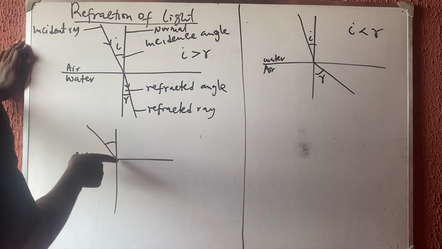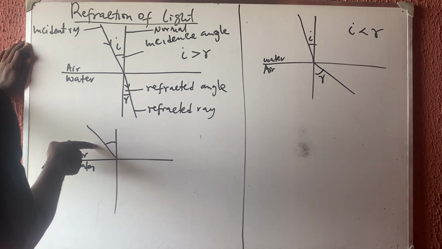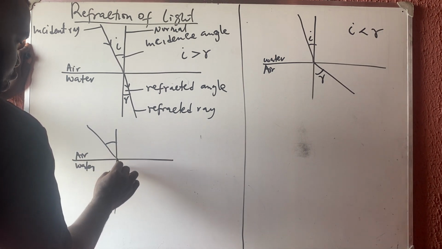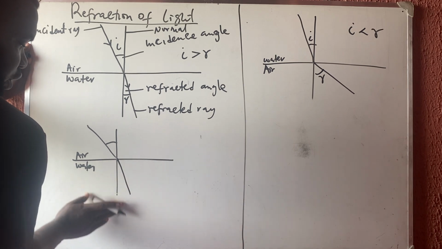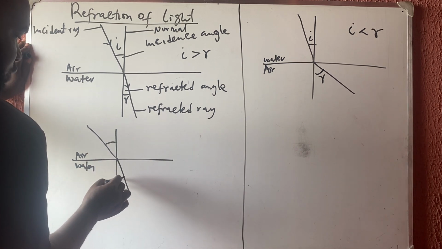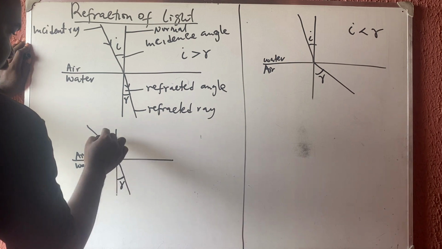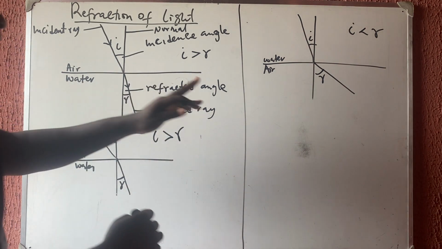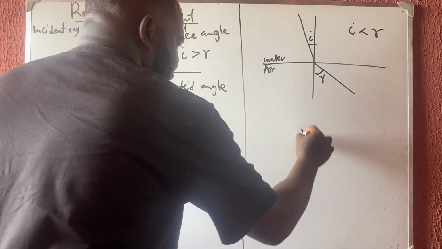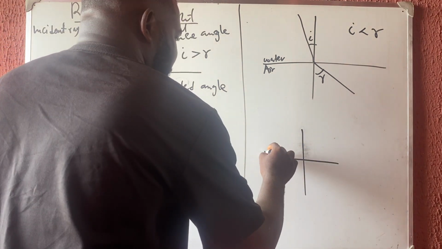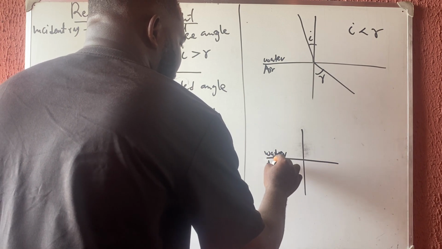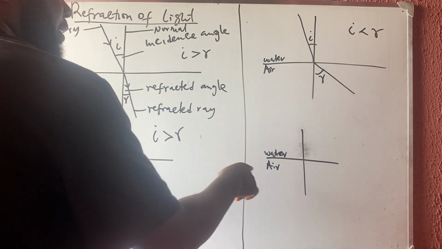Now, this ray is coming this way, and we know that air is less dense than water. What happens? The refracted ray will go closer to the normal, and that is what makes the angle small. Here, i will now be greater than r. But look at what happened in the other case. In this case, let's say that here is now my water, and here is now my air. I know that air is less dense than water.